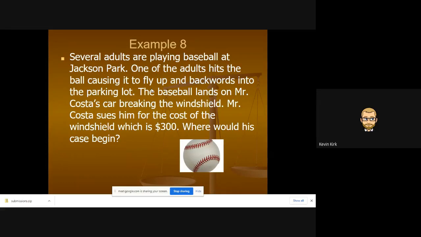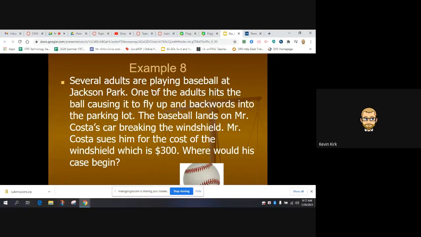And this is the last one I think I want to do today, guys. Several adults are playing baseball at Jackson Park. One of the adults hits a ball, causing it to fly up and backwards into the parking lot. The baseball lands on Mr. Costa's car, breaking the windshield. Mr. Costa sues the man for the cost of the windshield, which is $300. Where would a low-dollar lawsuit case begin like this? General District Court.